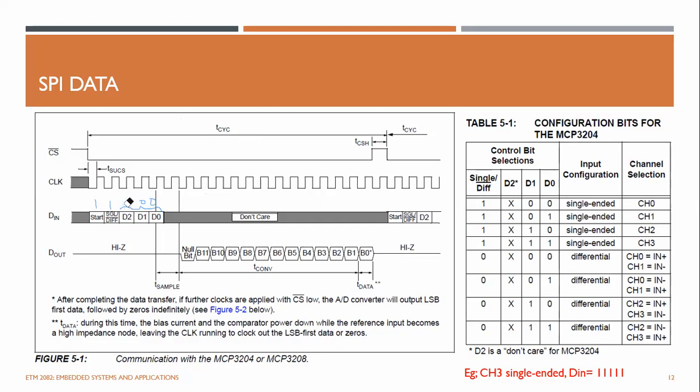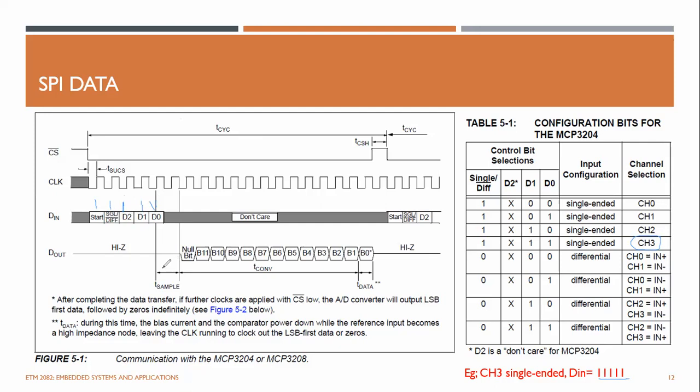And if you want to select, for example, channel 3, D1 and D0 should be 1. D2 could be either 0 or 1. You can keep it as 1 as well. So if you want to get the ADC reading from channel 3, all you need to do is send these 5 bits on this line when you pull the CS bar down, right? So that will be understood by the slave.